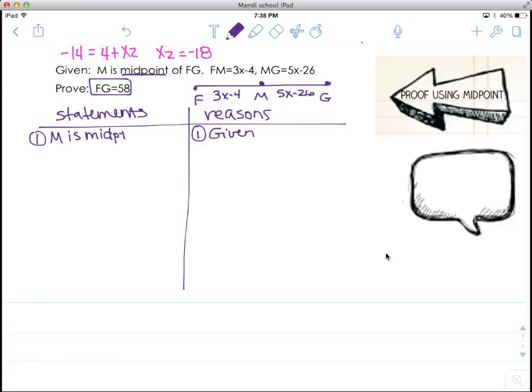M is the midpoint of FG. FM equals 3x minus 4. And MG equals 5x minus 26.